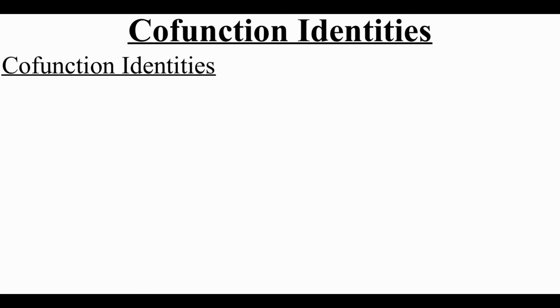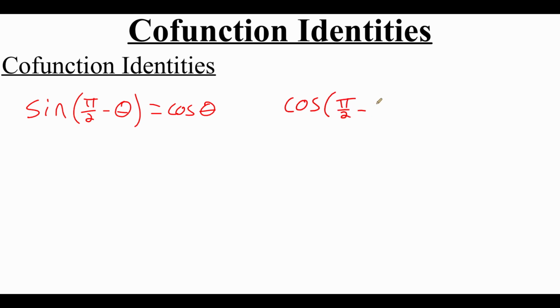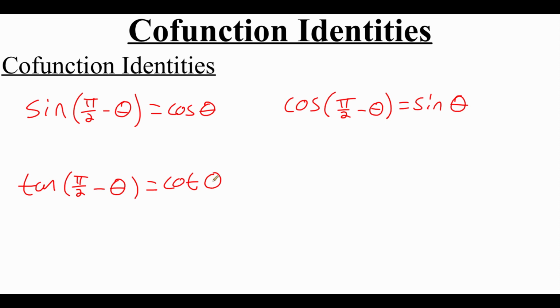So the relationship that we're establishing: the sine of pi over 2 minus theta. Remember, pi over 2 means the same as 90 degrees, but it's a radian angle. The sine of pi over 2 minus theta is going to equal the cosine of theta, because of the cofunction relationship that we saw within those triangles. Similarly, the cosine of pi over 2 minus theta is going to equal the sine of theta. Our next cofunction identity says if we have the tangent of pi over 2 minus theta, then that's going to equal the cotangent of theta.